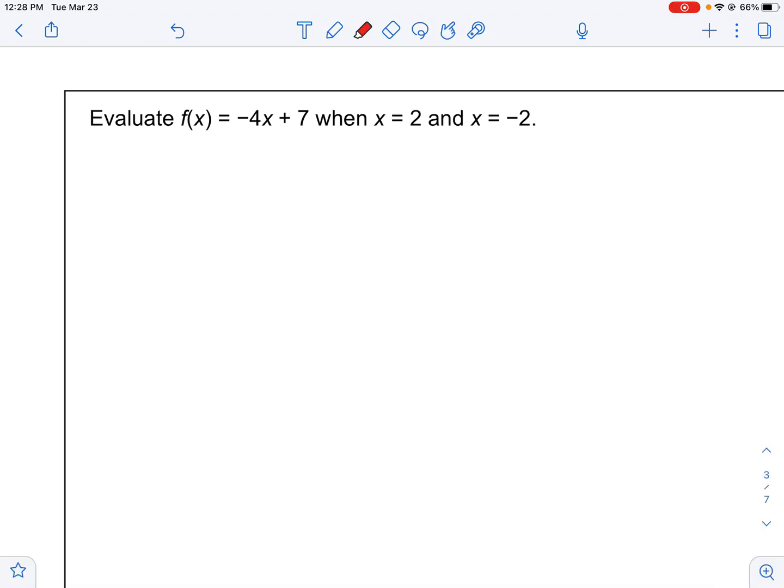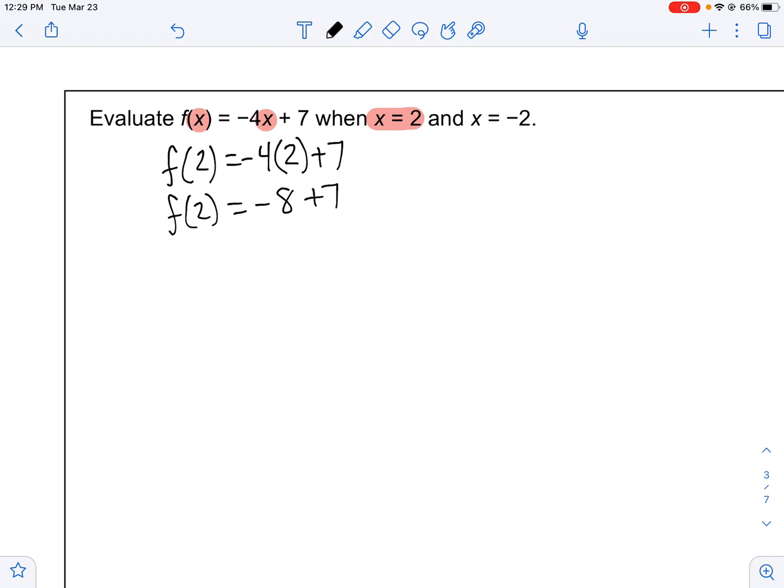So it tells me or asks me to plug in 2 for x. So that's going to look like f of 2 equals negative 4 times 2 plus 7. So that's going to be f of 2 equals negative 8 plus 7. So f of 2 equals negative 1.